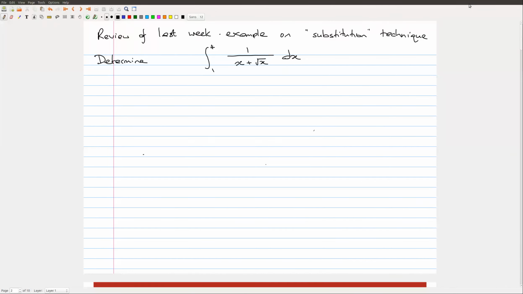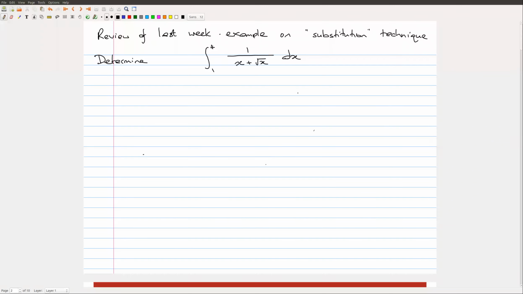Okay, so here's an example, which is actually in last week's slides. It's one that we didn't make it to in last week's lecture. So it's yet another typical integration problem. We're asked to integrate the function 1 over x plus square root of x, from 1 to 4.